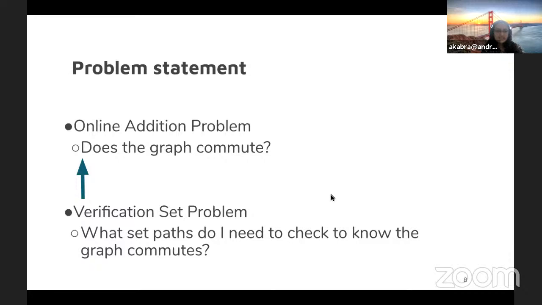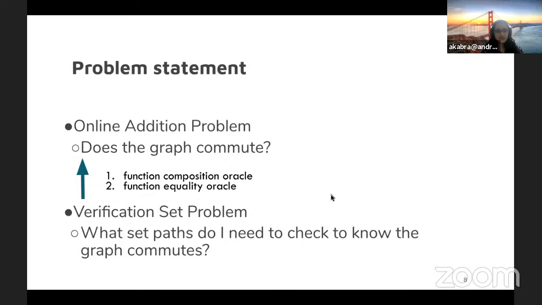The online verification set problem produces these path pairs, and then you can use a function composition oracle to extract the transformation that each path represents, and then a function equality oracle to check if each of these transformations are equal. If all the pairs of transformations are equal, then the output of the original addition problem is that the graph commutes.